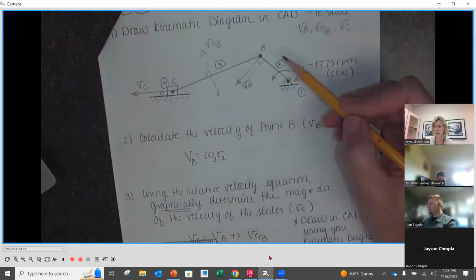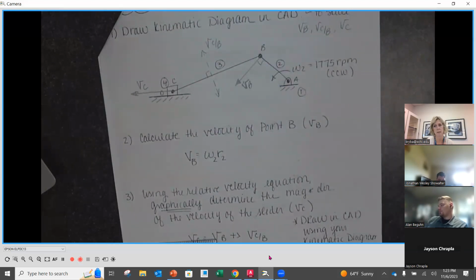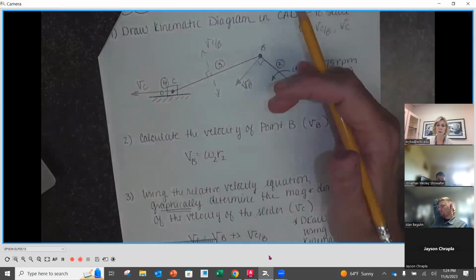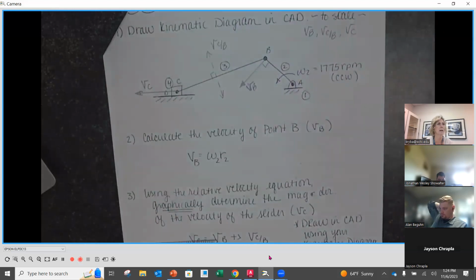So at this instant in time, my straight line velocity component of point B is going to be going down and to the left, perpendicular to link number 2. Okay. I also know that my velocity at C is a slider. And as this is rotating in a counterclockwise direction, it's going to be flattening out. So it's pushing that slider to the left, and it can only go in a horizontal direction. The slider can only go horizontally. It's constrained.